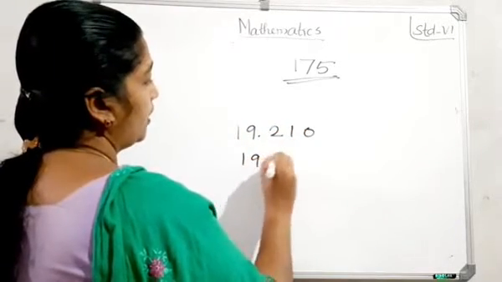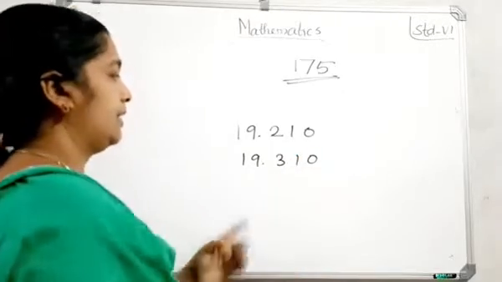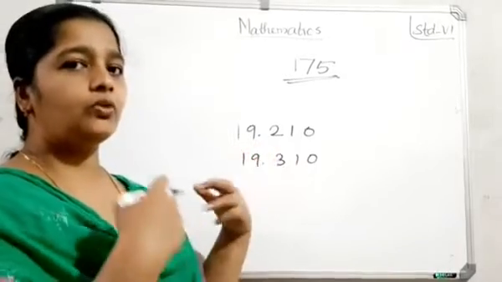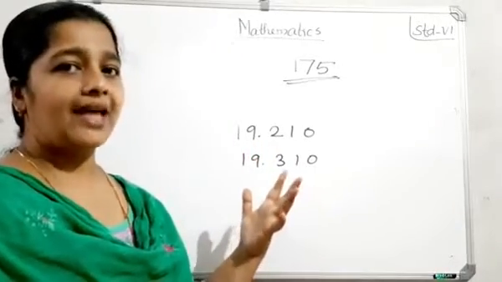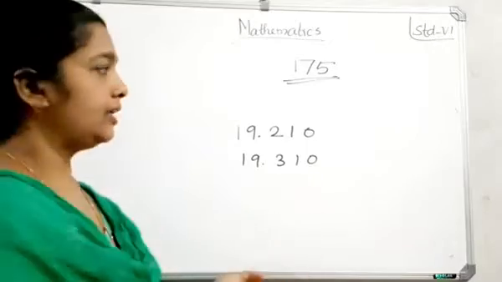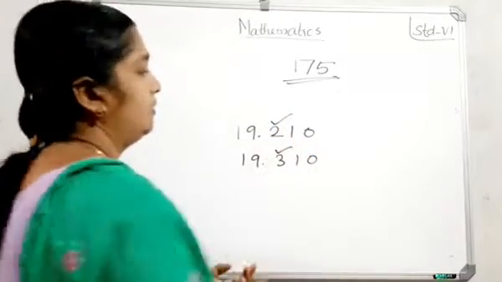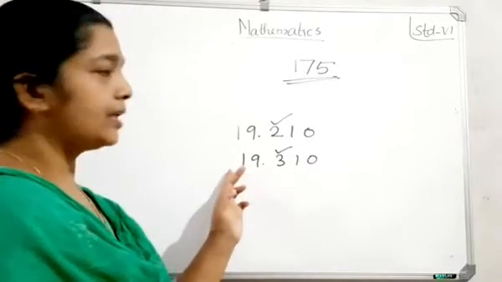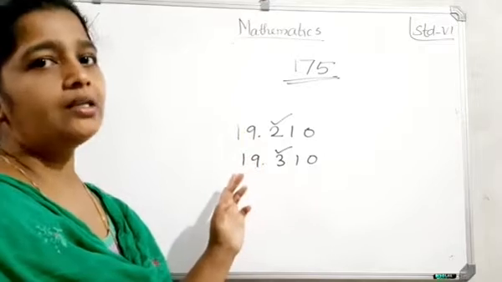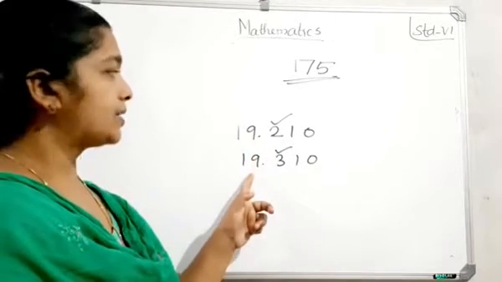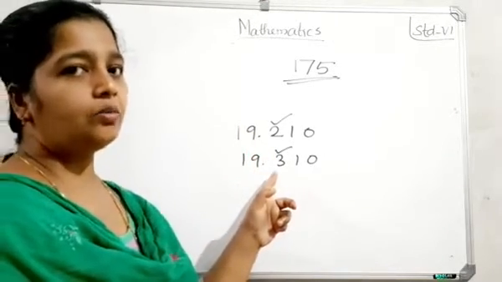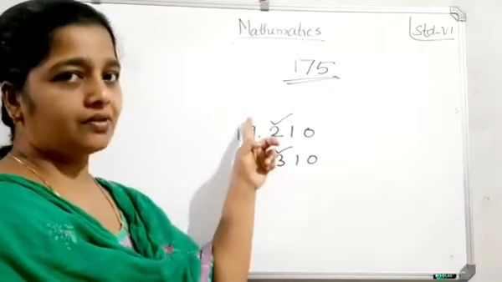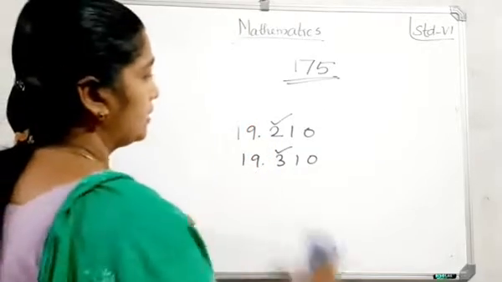19.210 and 19.310. Listen. Here, the whole parts are equal. Then we want to move to the part after the decimal point. That is the tenths part you want to check. Here 2 and 3. Which is greater? 3 is greater. So this decimal number is greater than 19.210. Once more, whole parts are equal. Next we move to the tenths place. Therefore, this is greater than the first number. Yes. Next question.